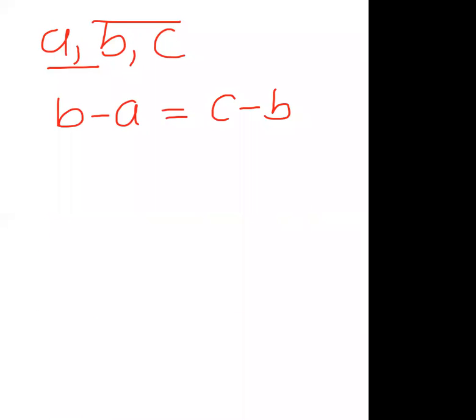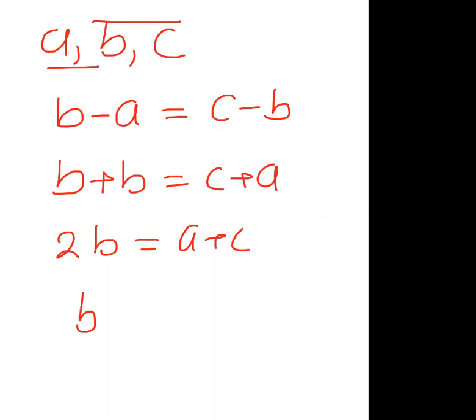This is the arithmetic mean. If A, B, C are in AP and we need to calculate the arithmetic mean, we know that the common difference remains the same. So B minus A will be equal to C minus B. B plus B equals C plus A. That is 2B equals A plus C, or B is equal to A plus C by 2.